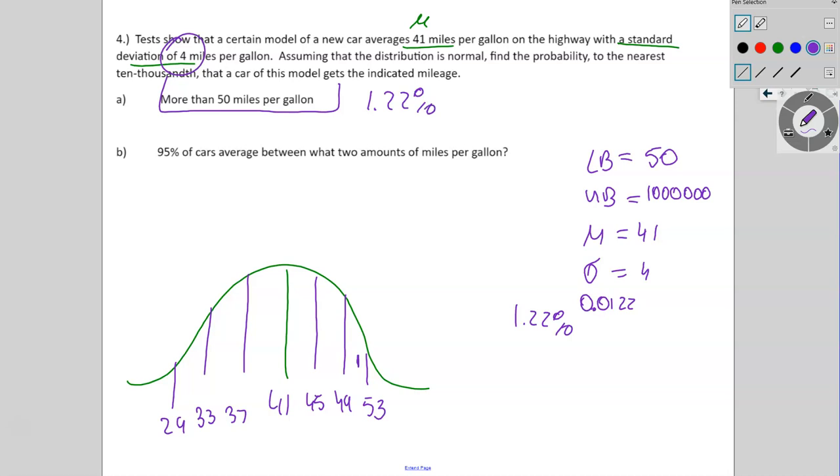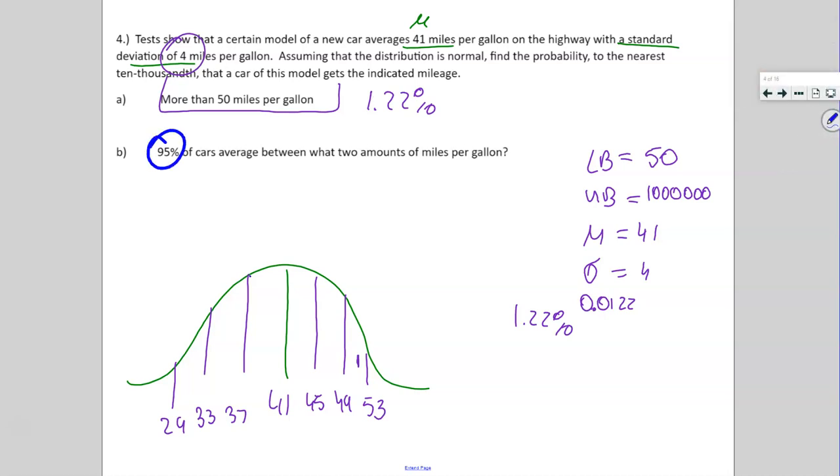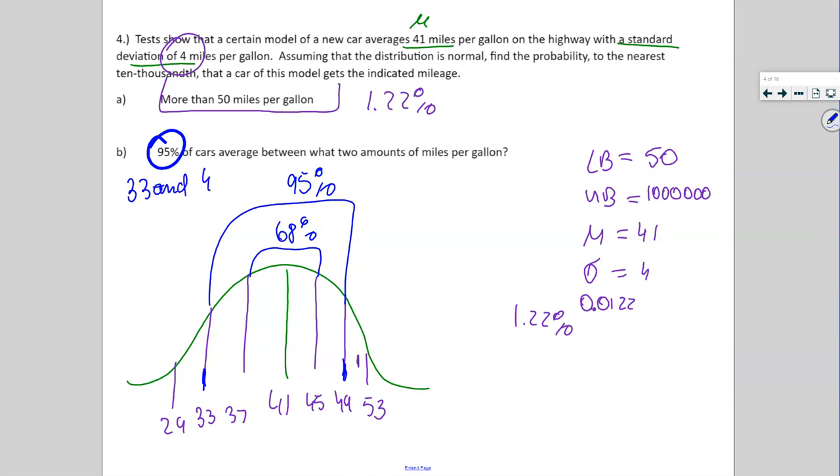Now, the second part of it, B, says 95% of cars average between what two amounts of mileage. So we know that 95% indicates that I'm going to use my empirical rule. So again, the first one is 68. You get 2 standard deviations from the middle, it's 95. So what are those numbers? 33 and 49. So between 33 and 49. Okay.